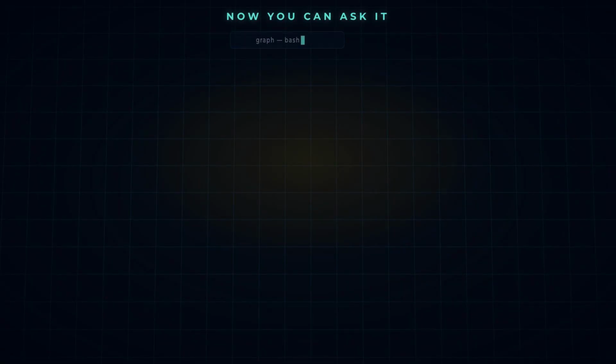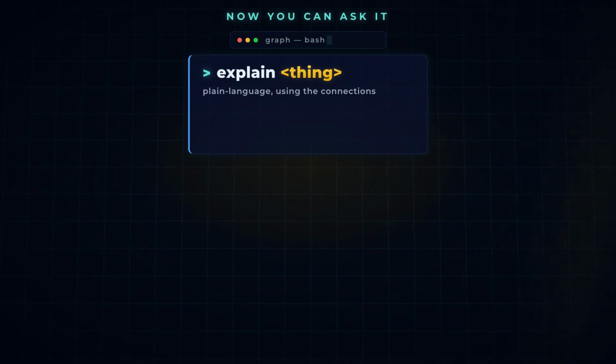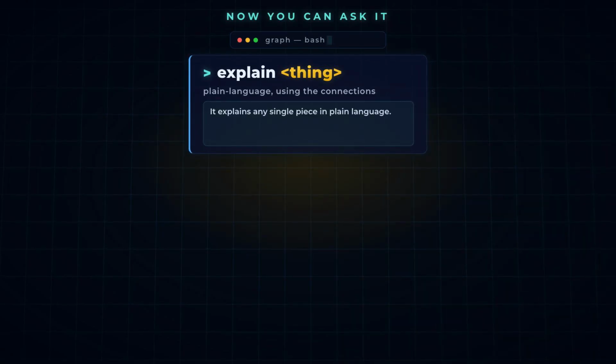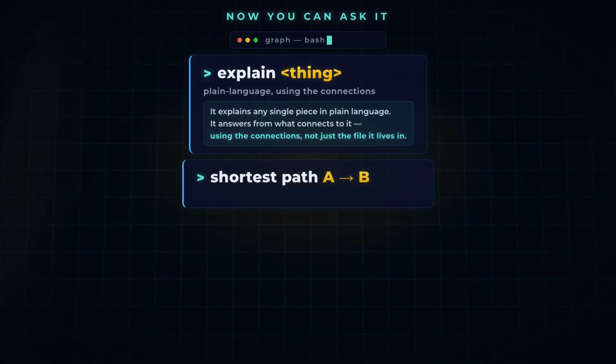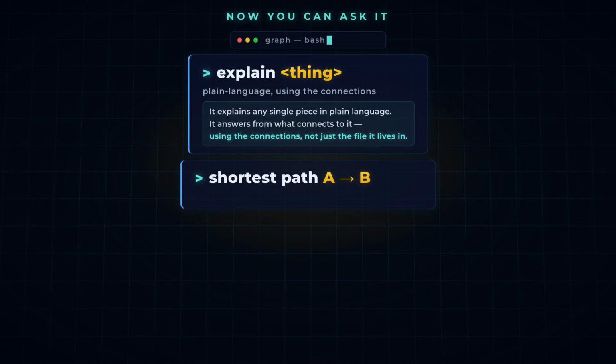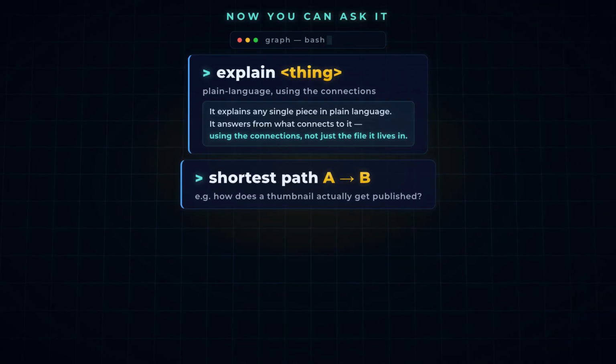And once the map exists, you get commands that used to be impossible. You can ask it to explain any single piece of your code in plain language, and it answers using the connections around it, not just the file it lives in. You can ask for the shortest path between two parts of your app. Say, how does a thumbnail actually end up published? And it traces the exact chain of functions from one end to the other.